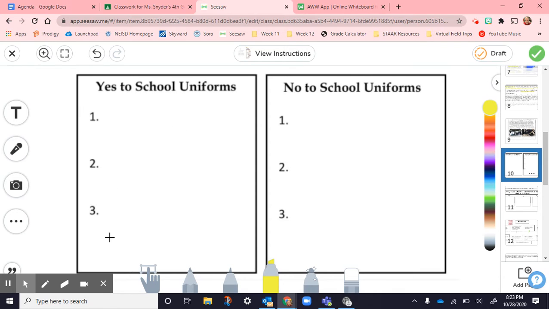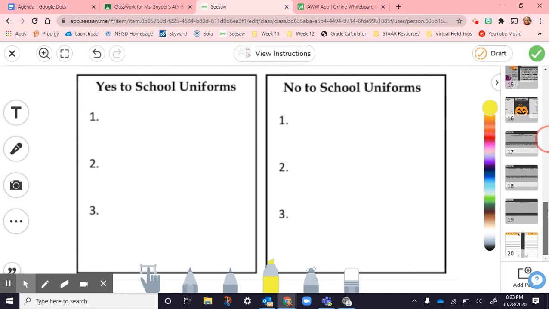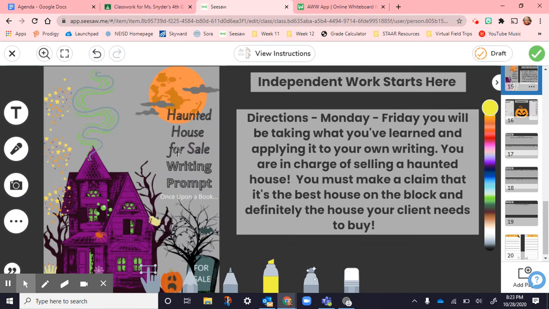So they put the reasons here. So one reason that kids should wear uniforms is because, and then they gave one reason, and then another, and then another. And like I said, tomorrow we're going to do the section on no, people that are against it. So they did that. And then they worked on their haunted house story.